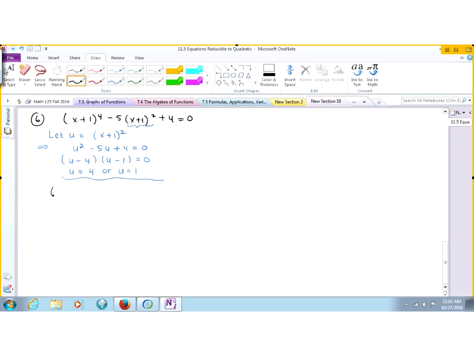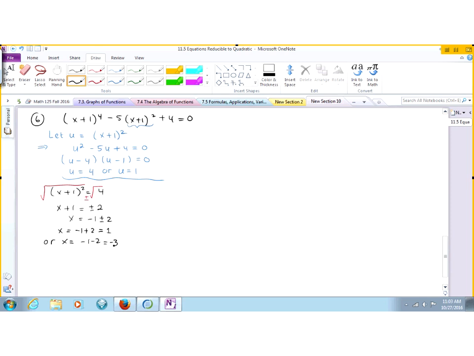Alright, then what? X plus 1 squared is equal to 4. Alright, what am I going to do? Yes, square root of both sides. And then I have to remember plus or minus. So x plus 1 is equal to plus or minus 2. So x is equal to, sorry, what is x equal to? Negative 1 plus or minus 2. So x is equal to negative 1 plus 2, or x is equal to negative 1 minus 2.